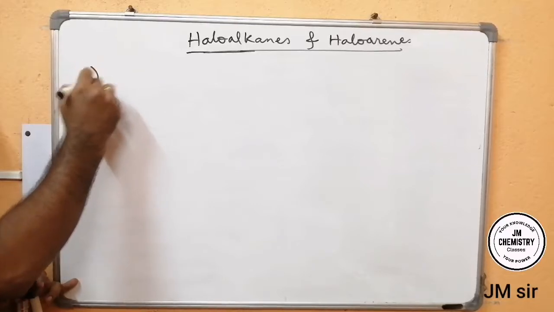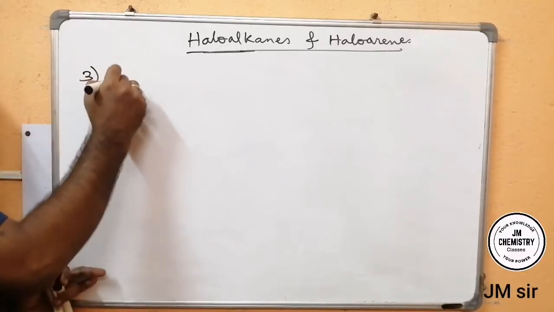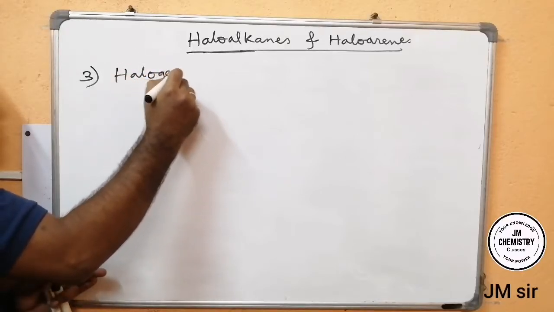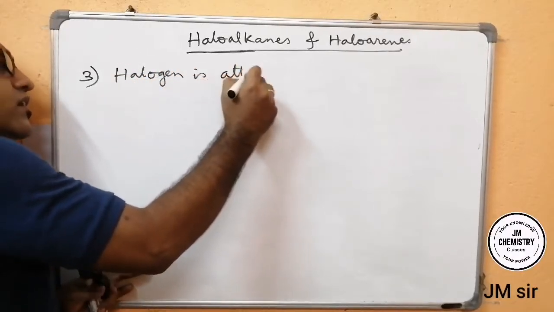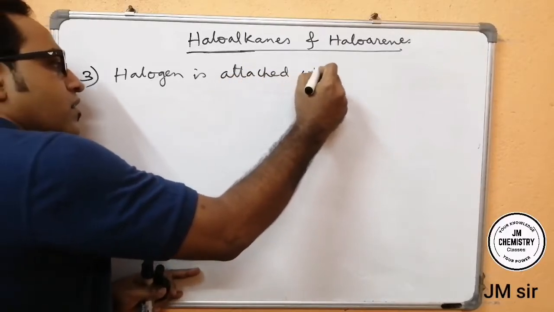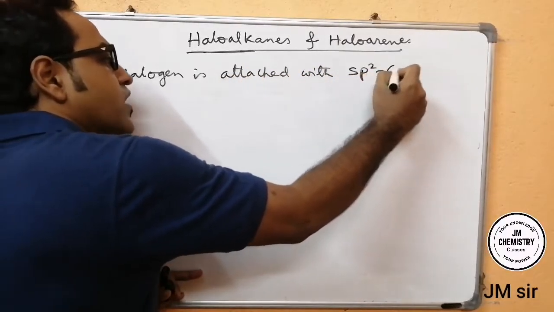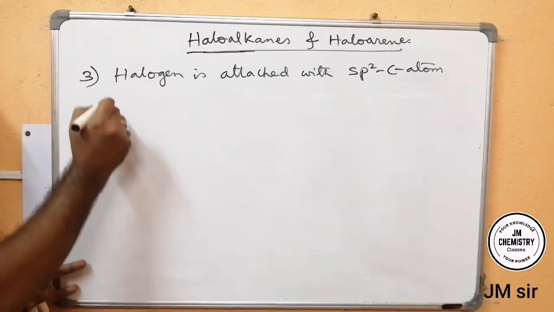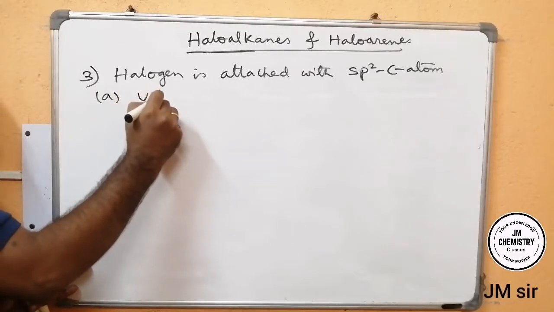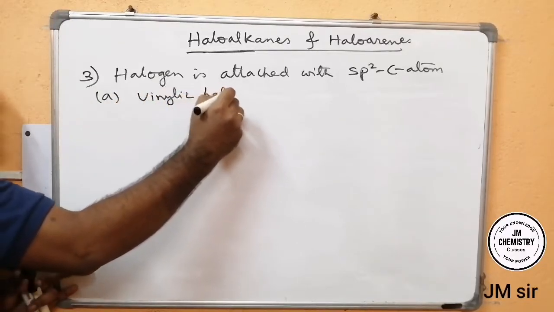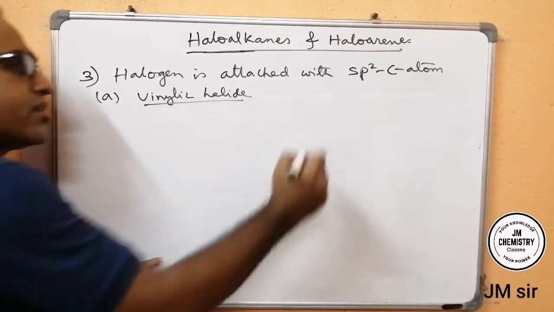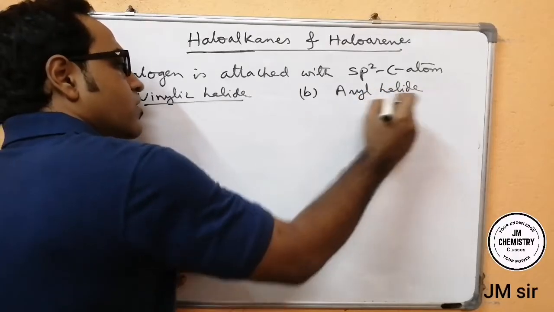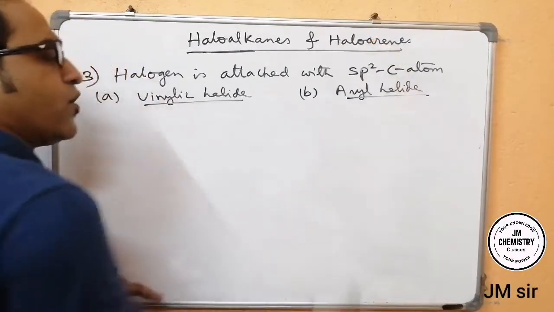The third classification, where the halogen is attached with sp2 carbon atom. The halogen is attached with sp2 carbon atom. Here again we are having two types. One is vinylic halide, another is aryl halide, which are also called haloarenes.